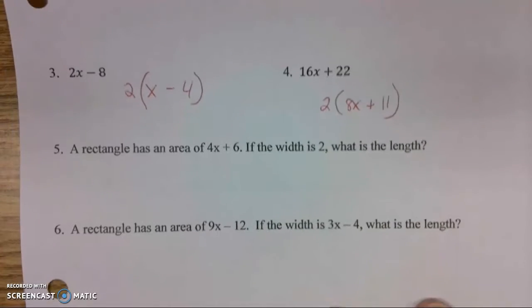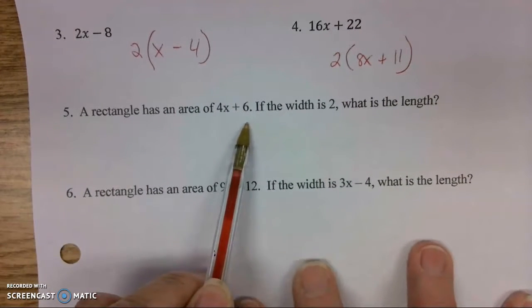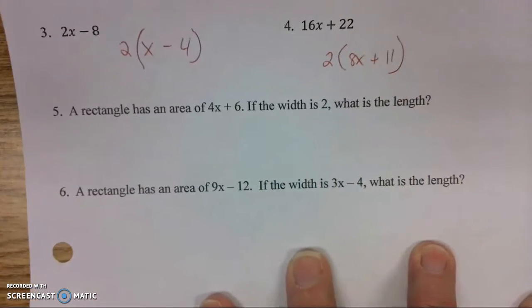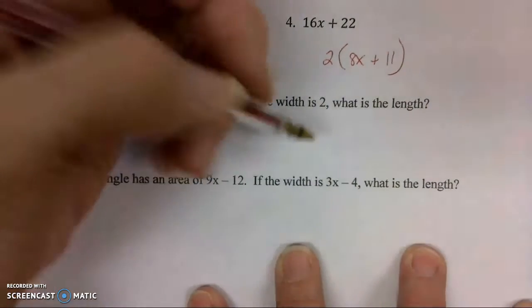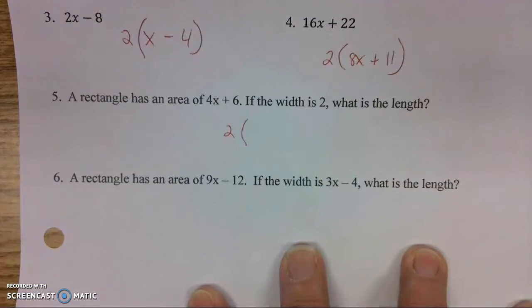You're just undistributing. Now, a rectangle has an area of 4x plus 6. If the width is 2, what is the length? Well, this is nothing more than a factoring problem, and I'm already telling you to factor out a 2. And remember, to find the area of a rectangle, it's length times width.